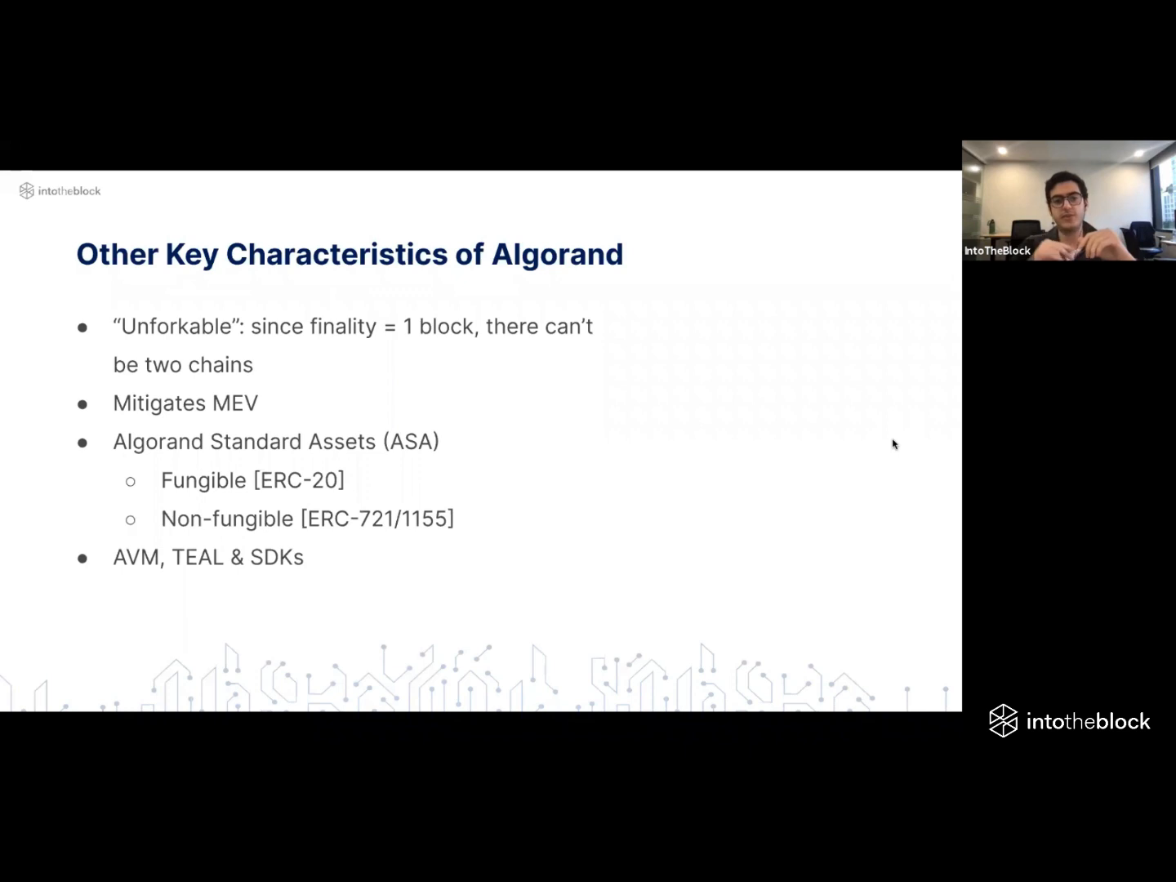Other key pieces of infrastructure behind the Algorand ecosystem are the Algorand Standard Assets. So these are the equivalent to ERC tokens. They have the fungible ones, equivalent to ERC20, and non-fungible standards similar to ERC 721 and 1155. Algorand relies on their own virtual machine, known as the Algorand Virtual Machine. So it's not compatible with the Ethereum Virtual Machine, even though it has bridges.